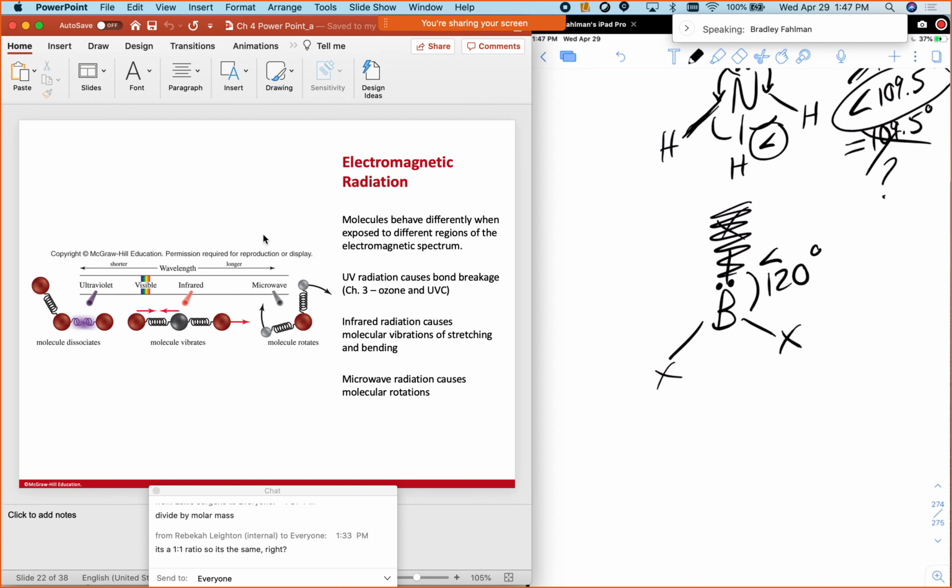This is, I guess, what I was talking about before. So UV breaks bonds, infrared vibrates individual bonds. It doesn't break them. And in microwave, we mentioned it in class. We didn't have any applications from it, but it just rotates. So it doesn't even have enough energy to vibrate the bonds.